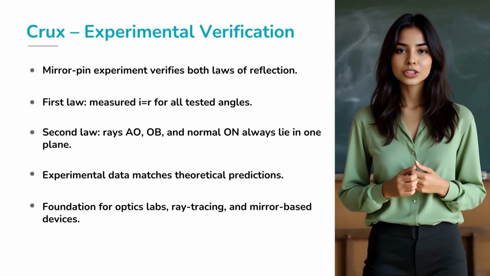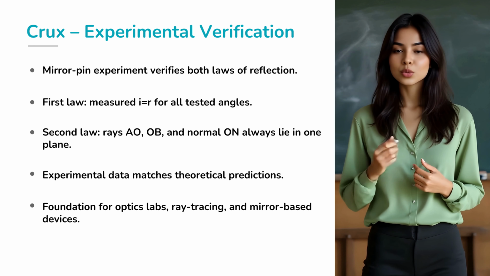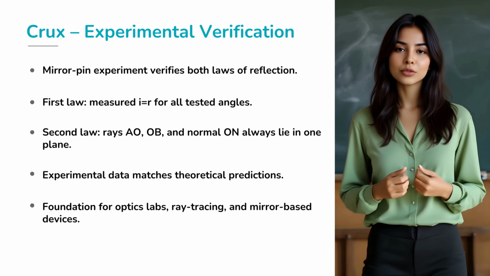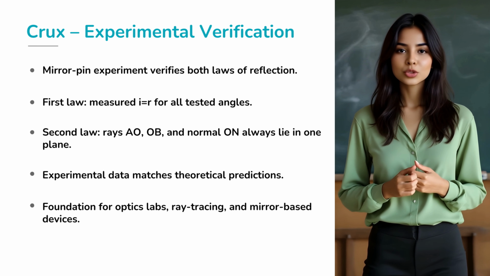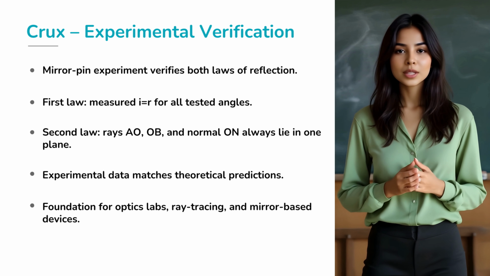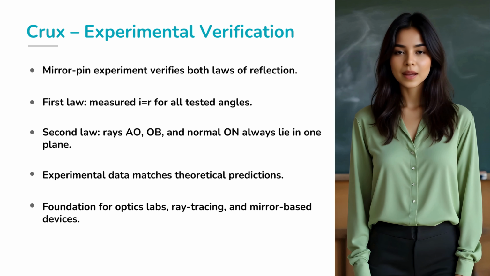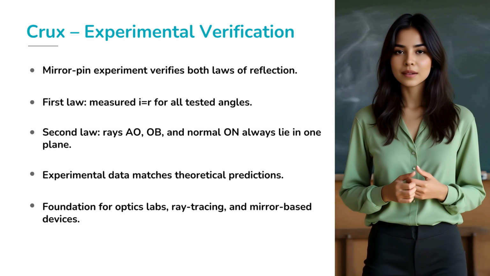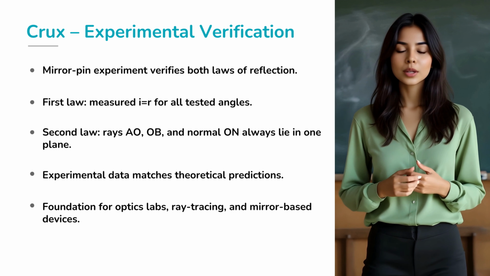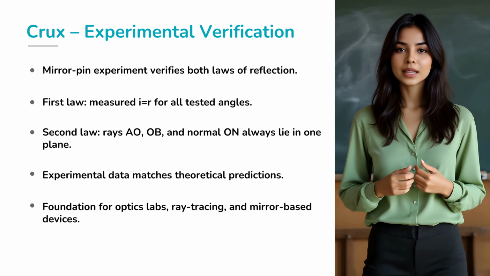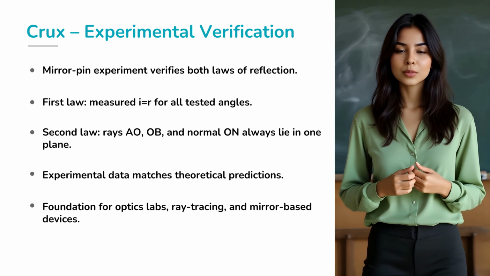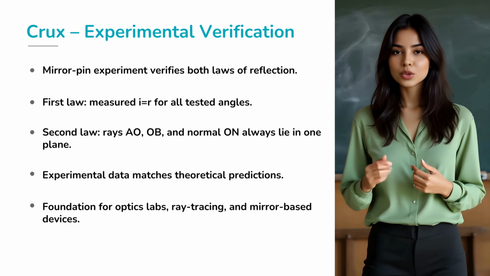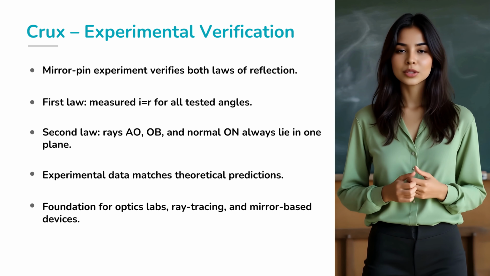Our pin and mirror experiment has given solid proof of the two laws of reflection. First law, the angle of incidence equals the angle of reflection. Second law, the incident ray, the reflected ray, and the normal lie in the same plane. And the data, 30, 40, 50, 60 degrees, all confirm these laws. It's amazing that such a simple classroom experiment validates the very principles that guide periscopes, kaleidoscopes, and even space telescopes.